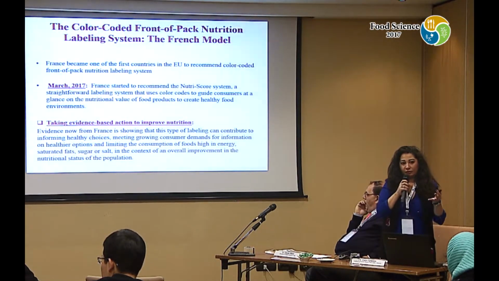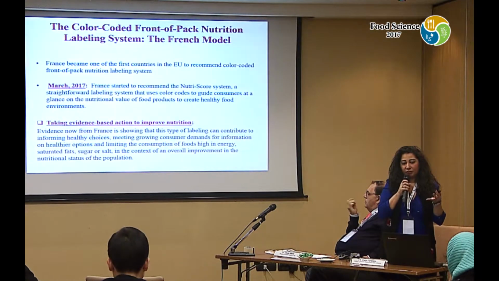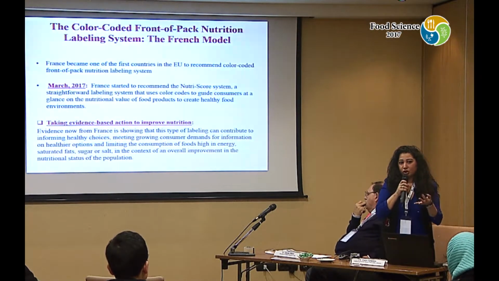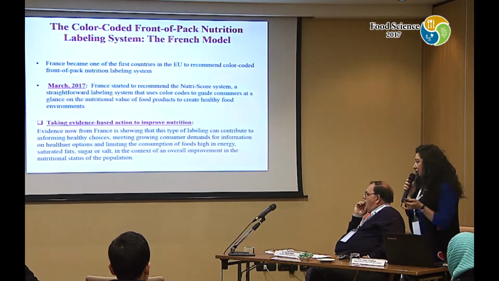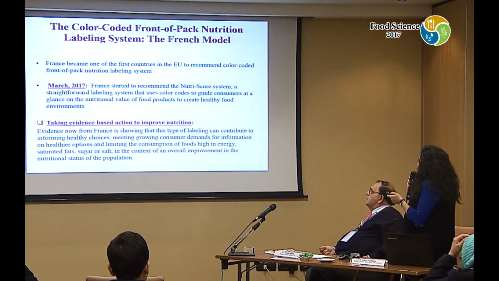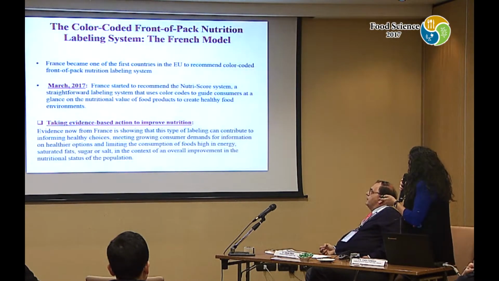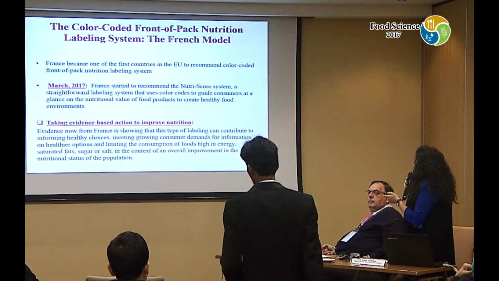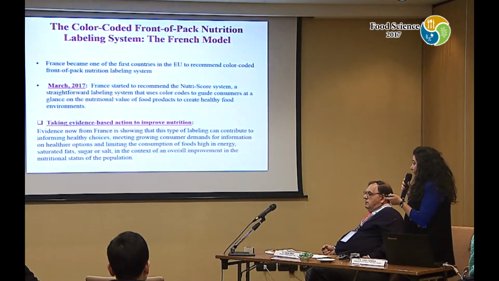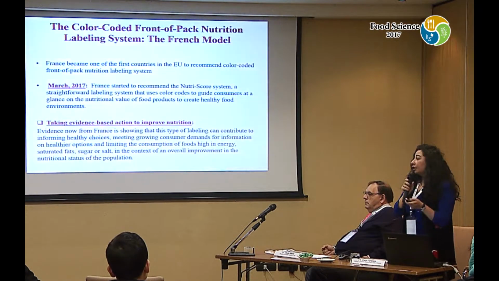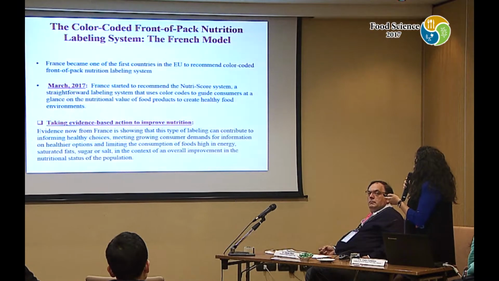the worst. And of course, WHO congratulated France after a few months for being very successful because it was able to reach by very simple methods most of the consumers they wanted to reach. So, France started to recommend a Nutri-Score system, a straightforward labeling system that uses color codes, to guide consumers at a glance on the nutritional value of the food products. Evidence from France is showing that this type of labeling can contribute to informing health choices, meeting growing consumer demands for information on healthier options and limiting the consumption of food high in energy, saturated fat, and of course refined oils and everything related to that.